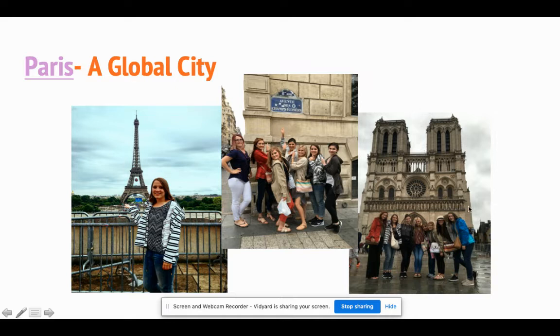And then this image here, rest in peace. This is the Notre Dame Cathedral. This is in the heart of the city. This, of course, was taken before the famous fire that destroyed a lot of the cathedral. But we're going to watch another video clip about Paris and see how Paris's influence is felt all over the world.